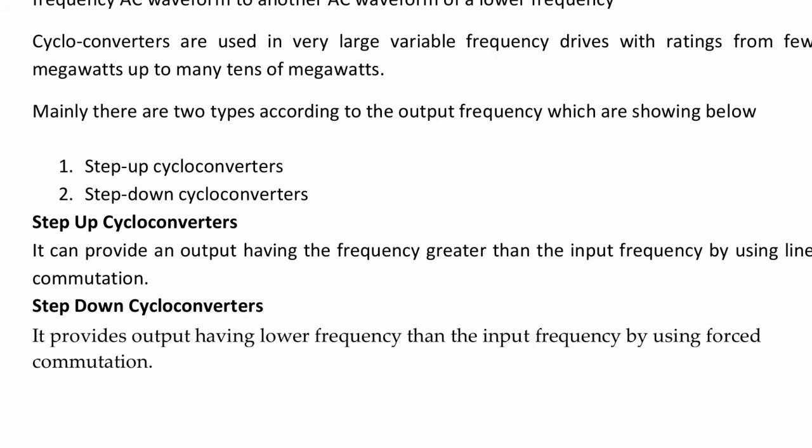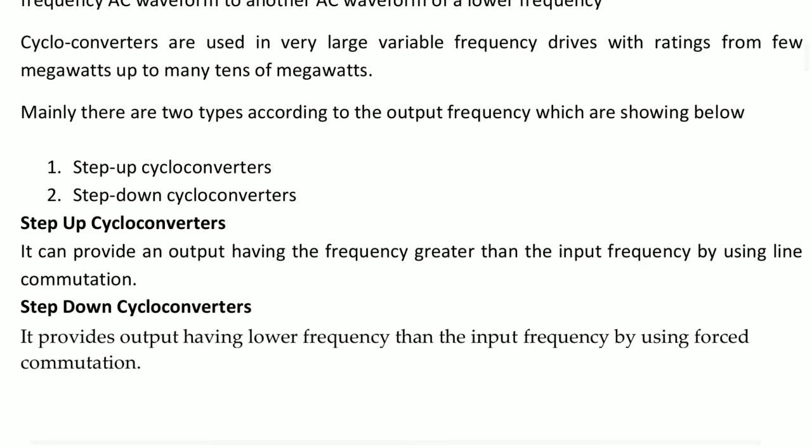So the first one is the step up cycloconverter. From the definition we can see that it can provide an output having a frequency greater than the input frequency by using the line commutation technique. To commutate the SCR, that is, to turn off the SCRs used in the circuitry of the cycloconverter, line commutation is used.